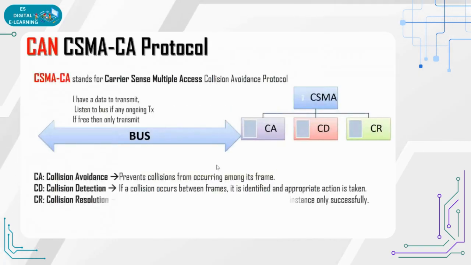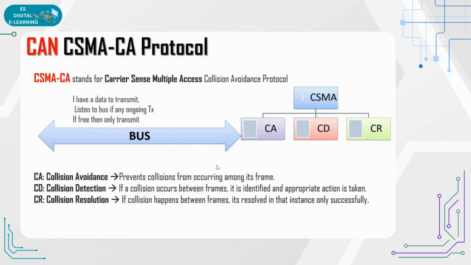Okay, is it clear? This is all about CSMA CA. Generally, we'll get a collision and traffic will be created. Then it follows the collision detection, the CSMA CD method. Then it will be identified and it will take the action. Again, it will retransmit the data.